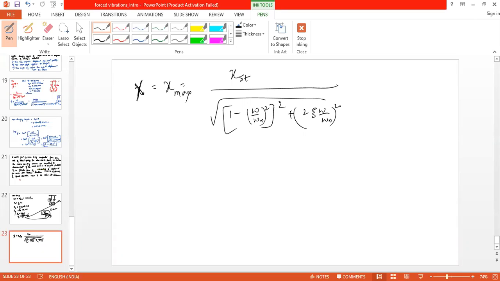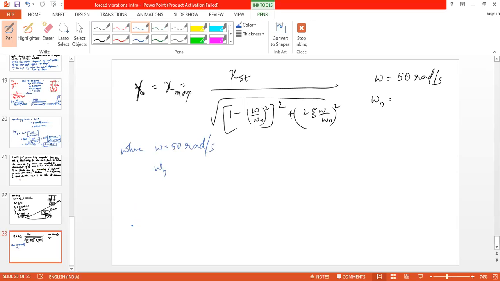This is the equation for the amplitude of forced vibration. So, do we know the value of omega? Here it is 50 radians per second. Do we know the value of omega n? No, omega is 50 radians per second.